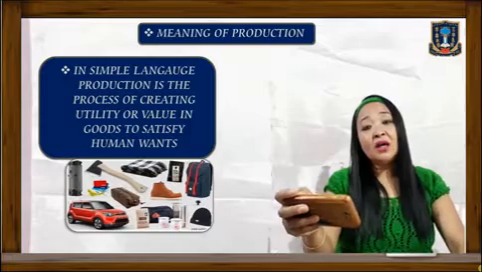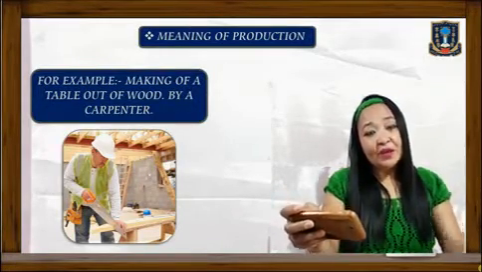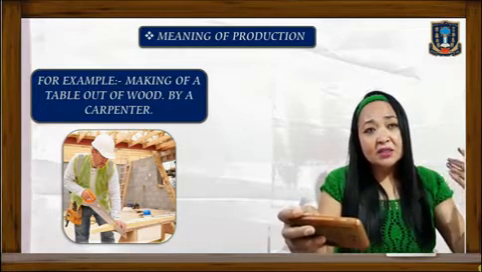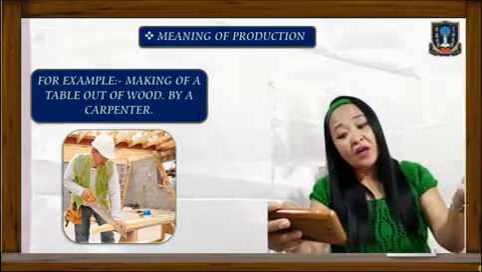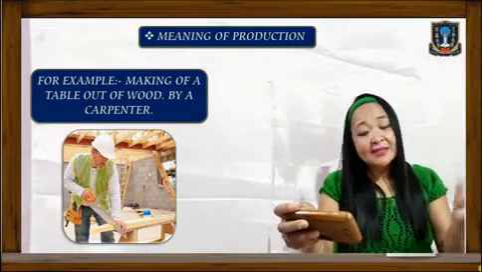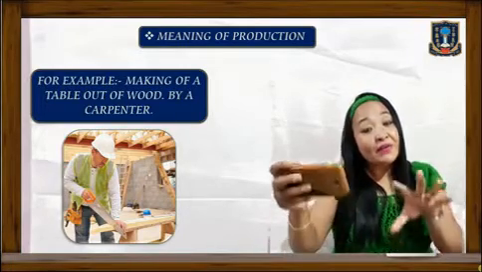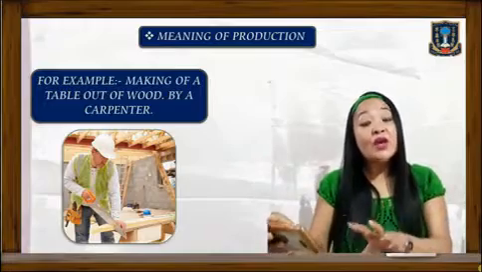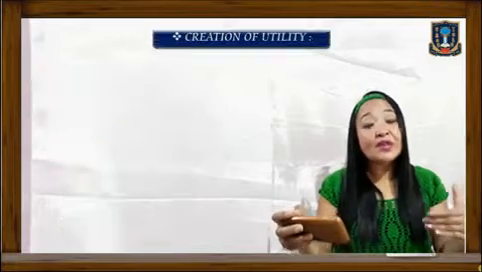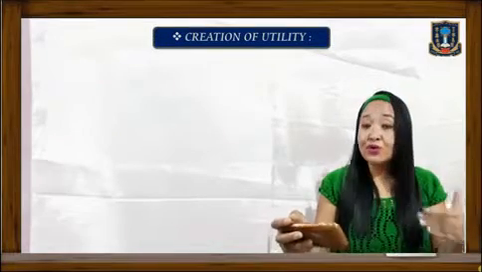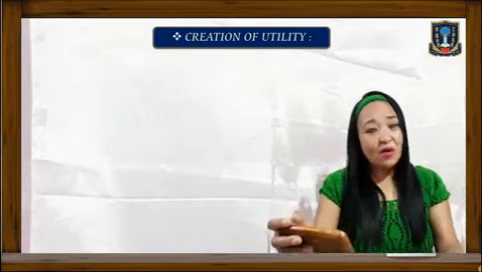Okay. All right. Now, let's give an example of production. Say, a very good example we can give is making a table out of wood by a carpenter, which is an example of creation of utility. Now, when we talk about creation of utility, there are various ways. How utility is created, that we are going to discuss now. Okay. So, what are the different ways of creating utility? In this context, we are going to talk about four ways of creating utility.